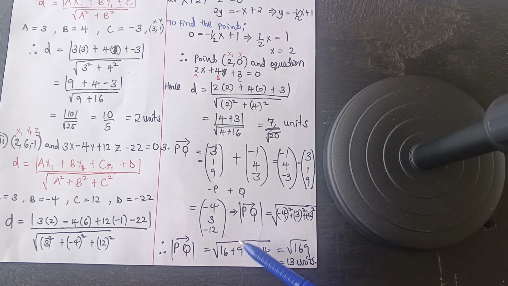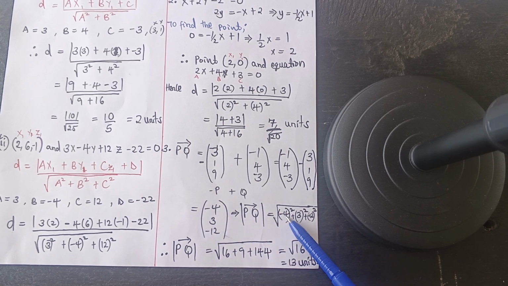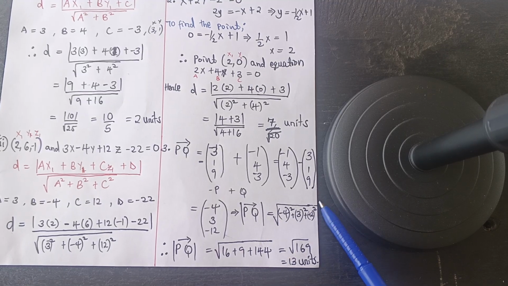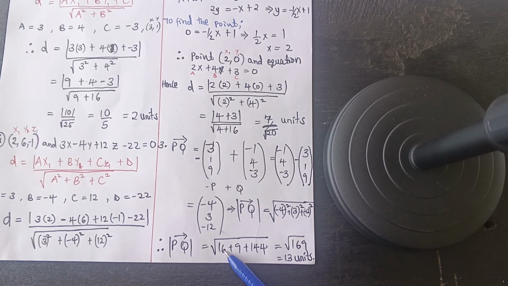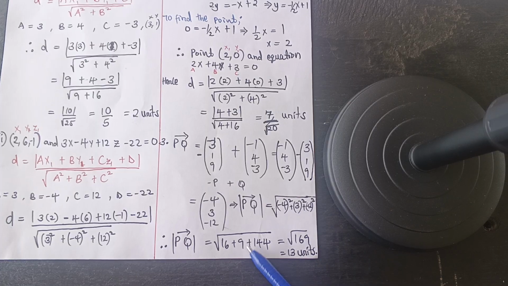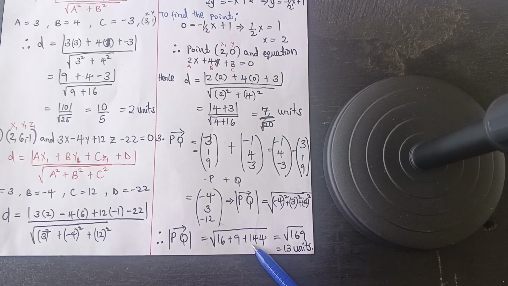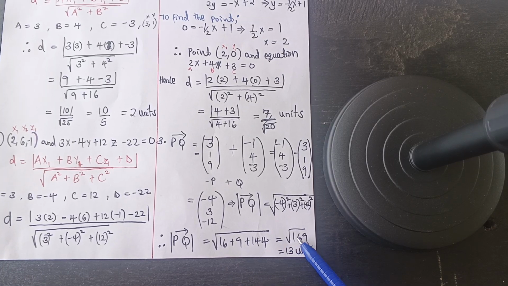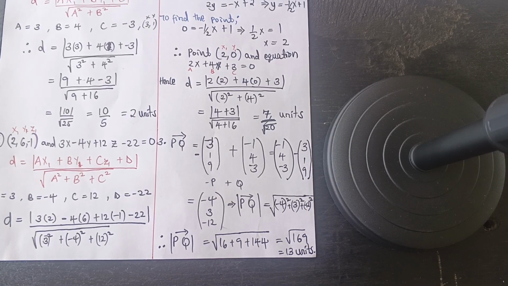Then from there, we're going to take the modulus of PQ, which is going to be negative 4 squared plus 3 squared plus negative 12 squared. So negative 4 squared is going to give you 16. 3 squared is going to give you 9, and negative 12 squared is going to give you positive 144. If you add these up, you get 169, and the square root of 169 is going to be 13 units.